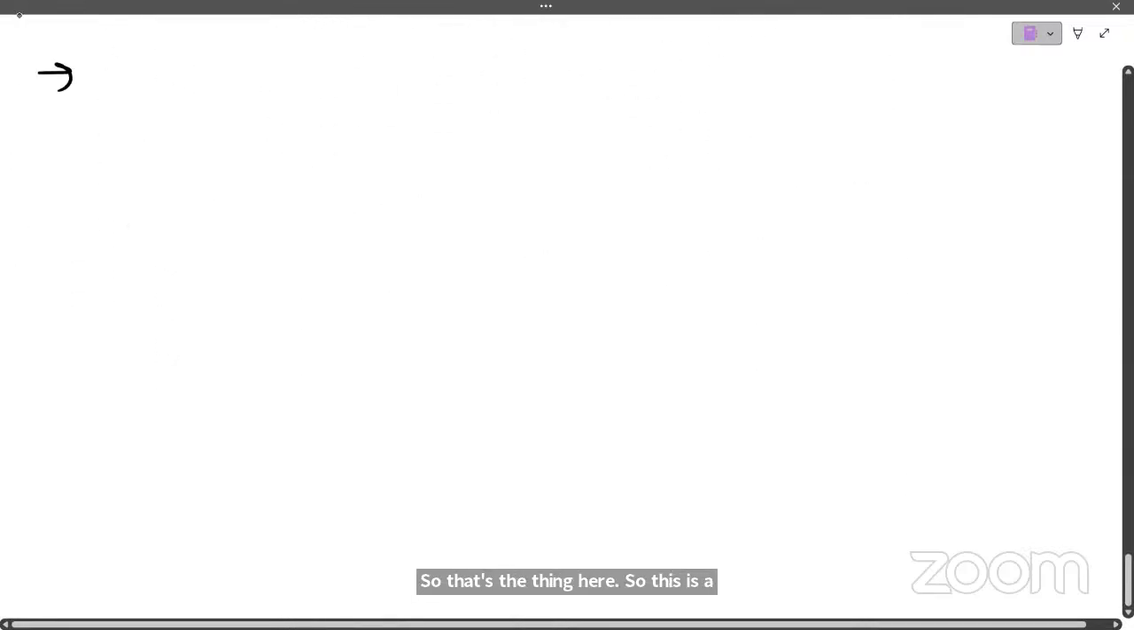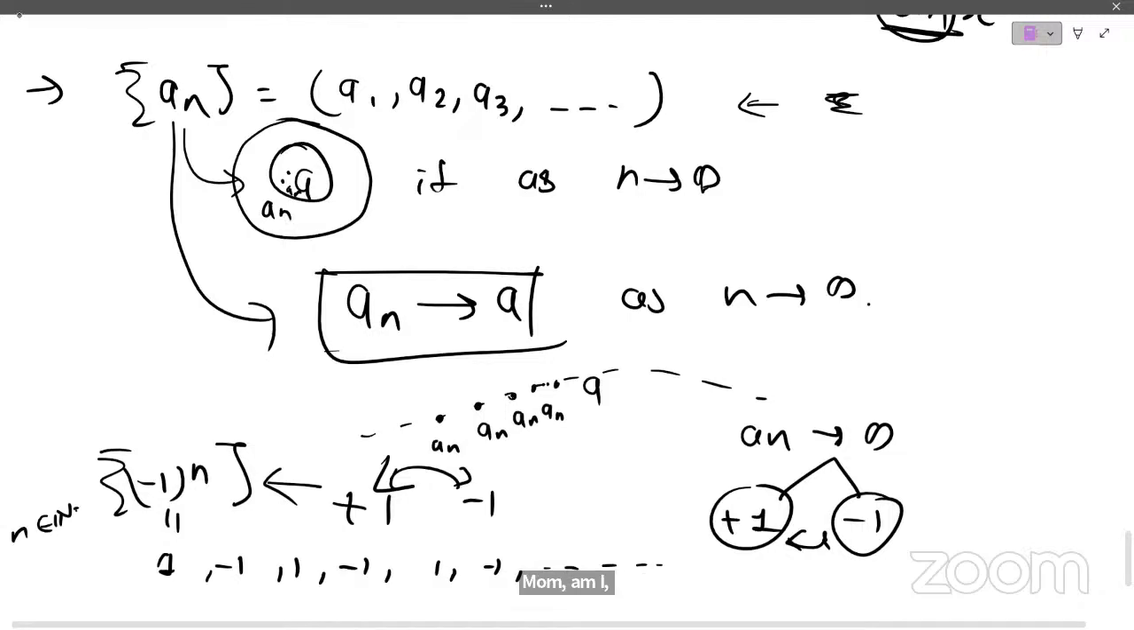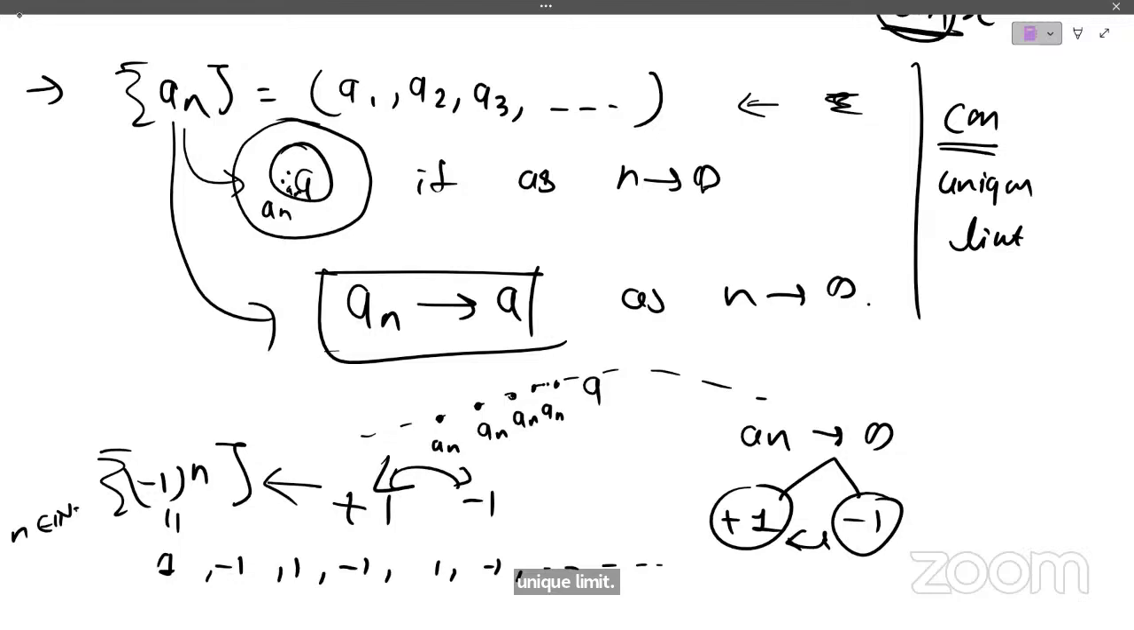What is the relation between the limit of a sequence and convergence of a sequence? Convergence of a sequence means you should get a unique limit. Here we are jumping between two numbers. We are not getting closer to a single number. We are jumping between +1, -1, +1, -1. So that's why this sequence is not convergent.